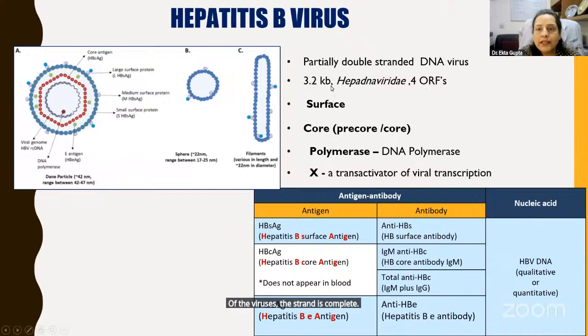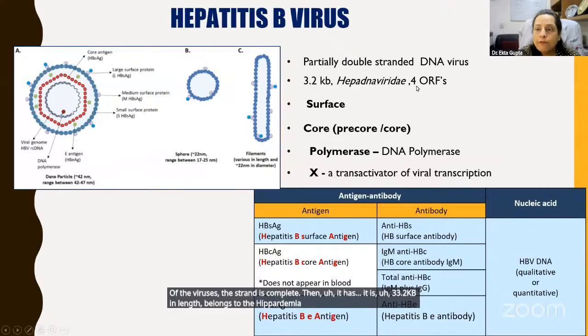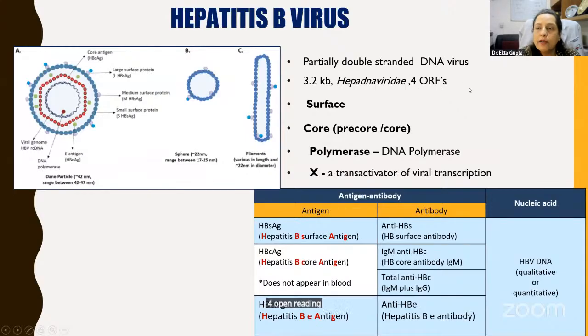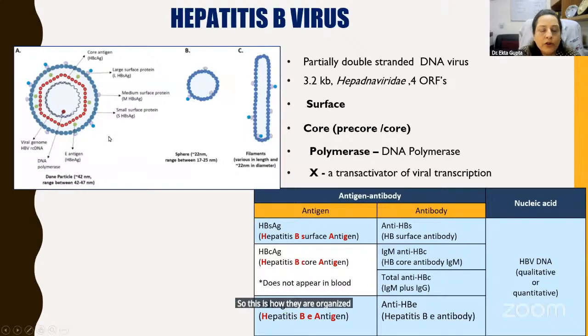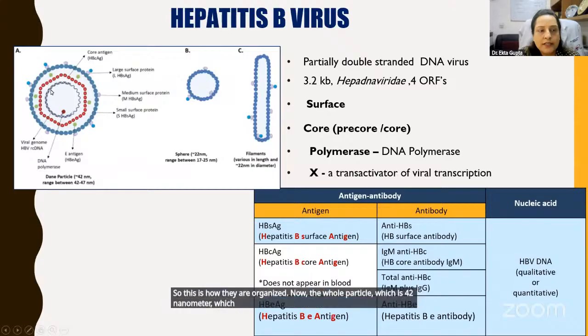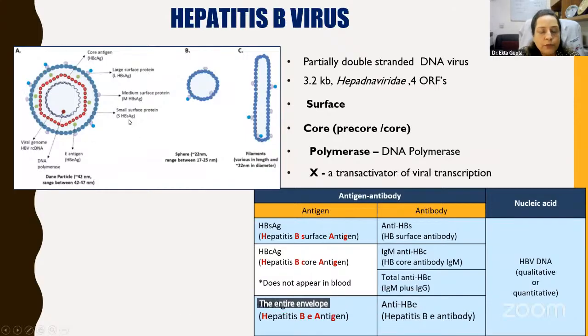It is 3.2 kb in length and belongs to the Hepadnaviridae family. There are 4 open reading frames, meaning 4 important proteins: surface, core, polymerase, and X. So this is how they are organized. Now the whole particle, which is 42 nanometers and has the complete genome, the entire envelope, and all these proteins, is called the Dane particle.